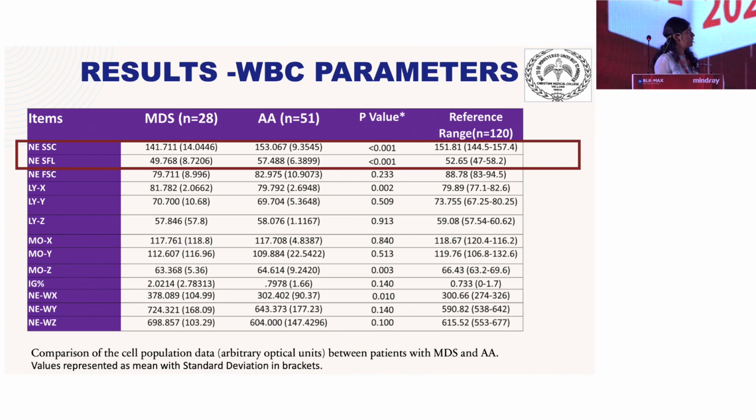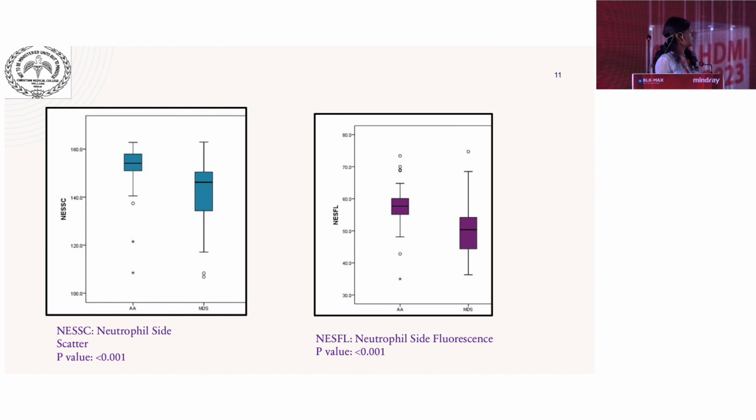Coming to the results, among the WBC parameters, we analyzed 13 indices and found that side scatter and side fluorescence were significant between the two groups. MDS had a significantly lower side scatter of 141 compared to aplastic anemia, and it was also lower than the reference population. Side fluorescence was higher in aplastic anemia when compared to MDS, but it fell within the reference range. This is the plot showing neutrophil side scatter and side fluorescence.